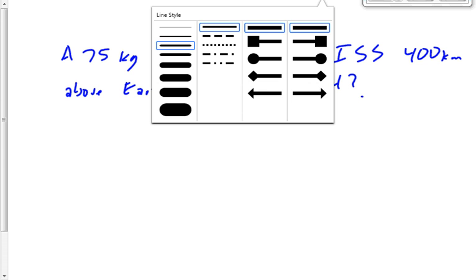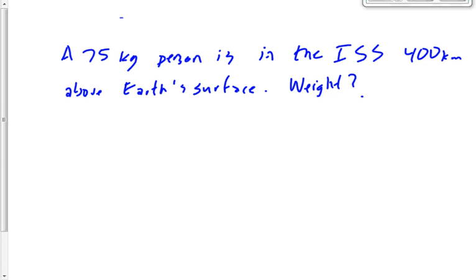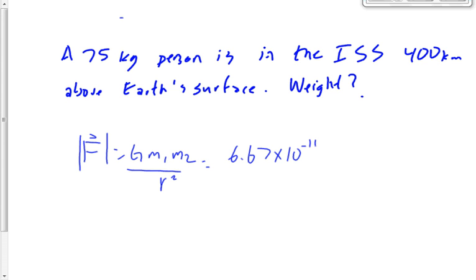We're not going to use m times g because we don't know what little g is. We're going to use G m1 m2 over r squared. G we know is 6.67 times 10 to the minus 11. M1, let's use the mass of the person, 75. M2 is going to be the mass of the Earth. That's on your data sheet, by the way, if you don't remember what it is, which we used once on Friday, but you're probably not going to remember that. Check your data sheet. It's 5.97 times 10 to the 24 kilograms.